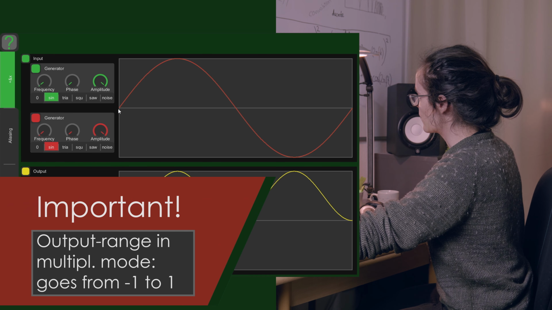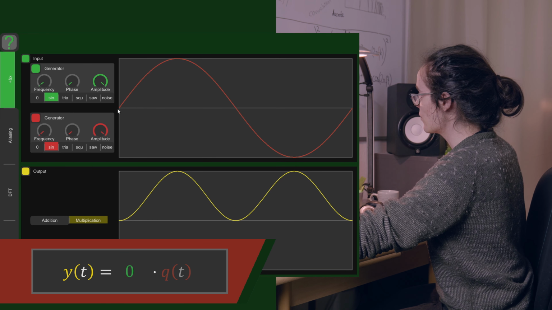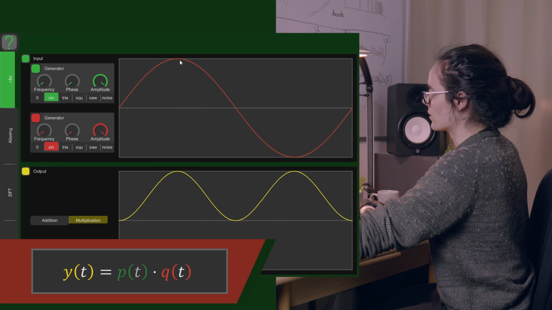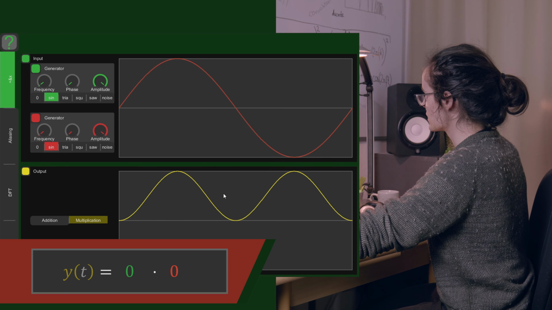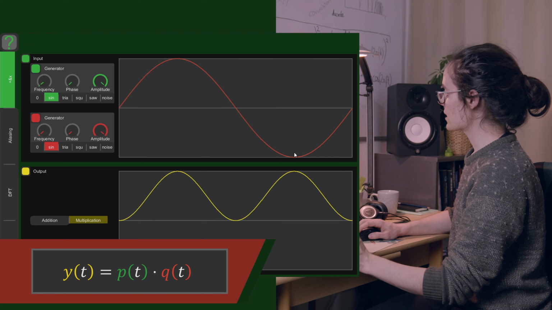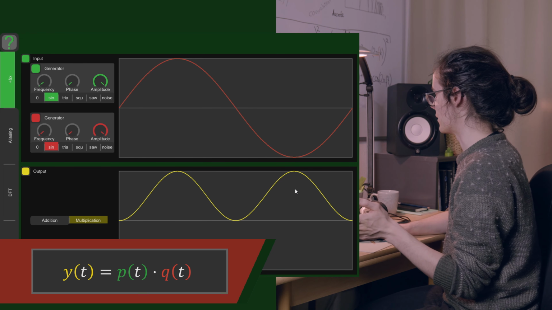First of all, when both generators are 0, right here, green and red are 0, so 0 times 0 of course gives us 0. Right here, both are 1, so 1 times 1 gives us 1. Right here again, both are 0, so 0 times 0 gives us 0. And right here we have minus 1 times minus 1, and that gives us 1 again.